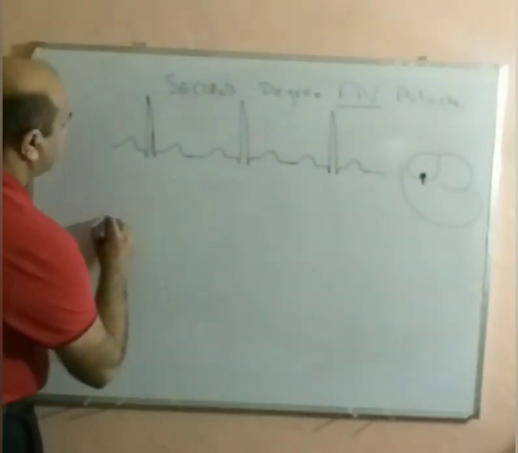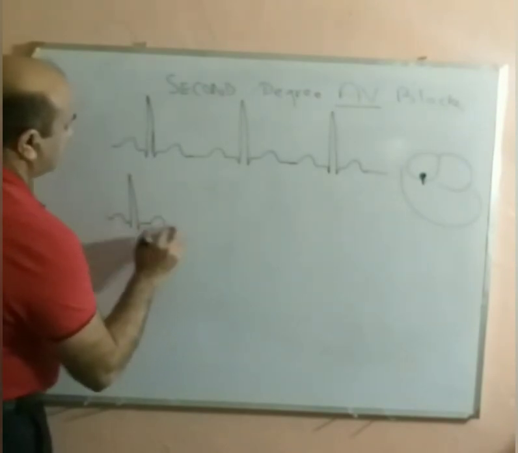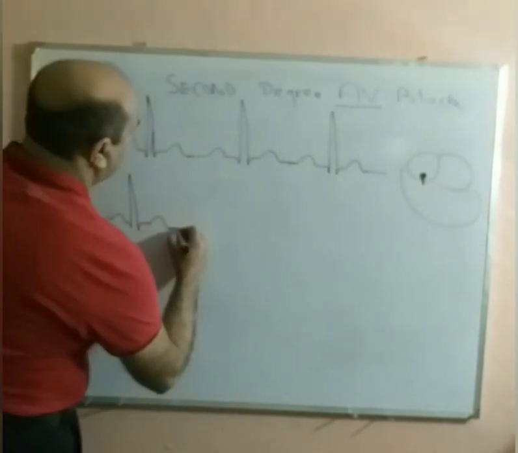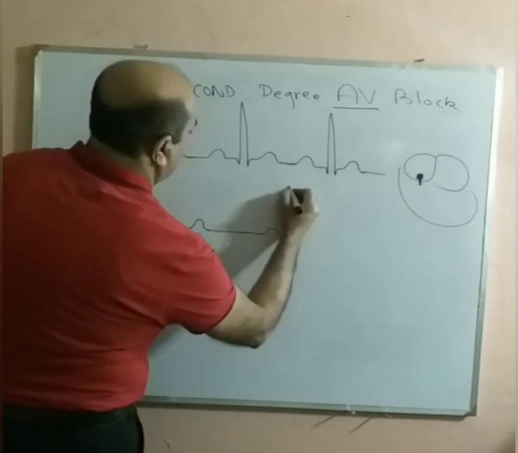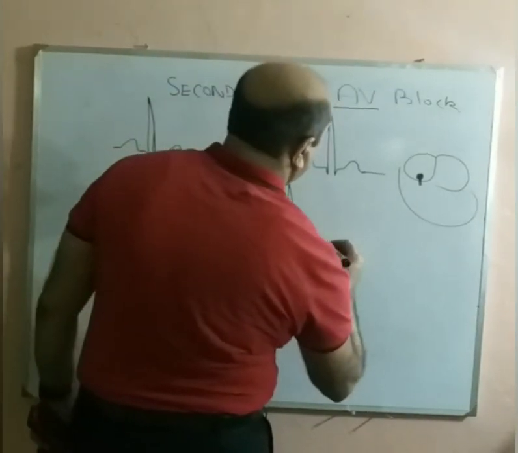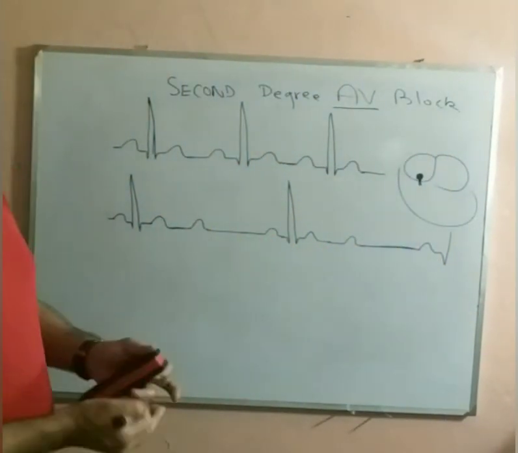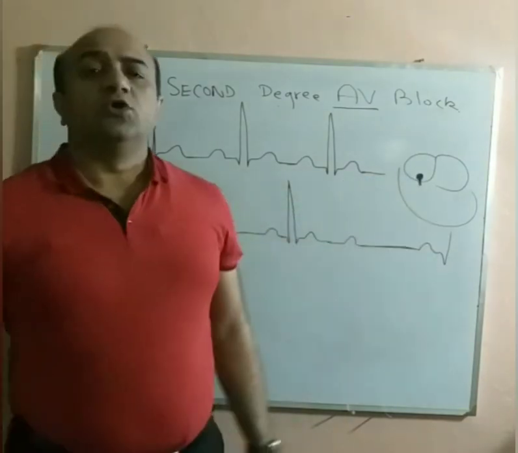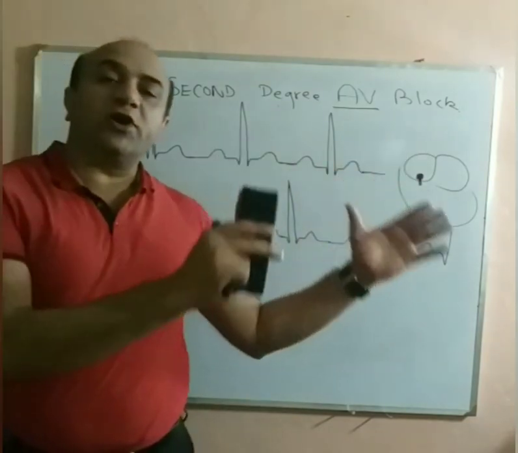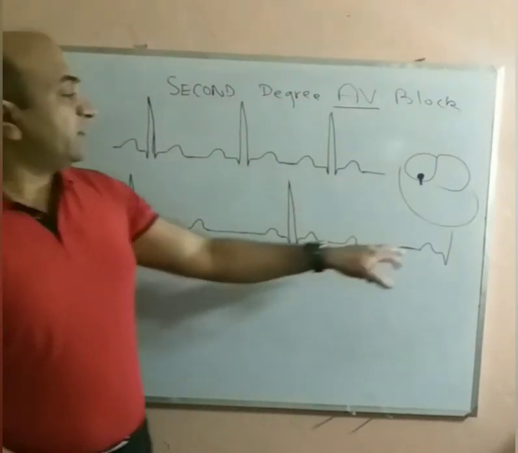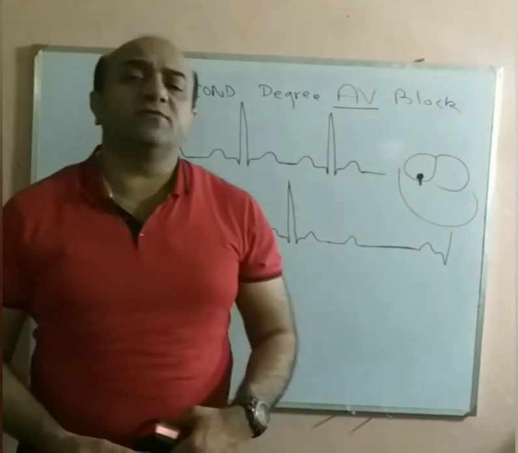The phenomenon goes like this. No change in the PR interval. This is P, this is QRS complex, this is T, but here you see something happening. So now what's happening? This impulse was allowed to pass through the AV node and it generated its QRS complex. But this P wave was not conducted through the AV node. So it never went down to the ventricles to cause the depolarization of the ventricle. And there was supposed to be a QRS complex here, which never happened.